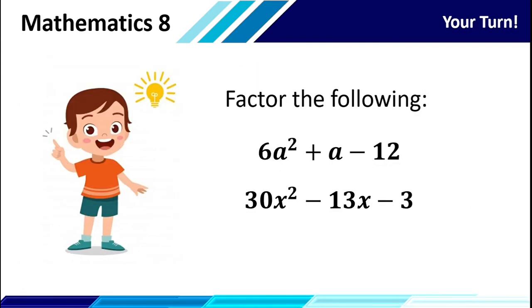It's your turn. Factor the following. We have 6x squared plus a minus 12 and 30x squared minus 13x minus 3. Pause the video and we will reveal the answer afterwards.